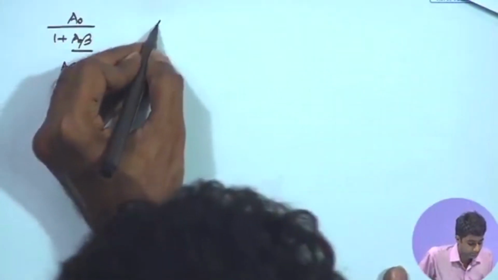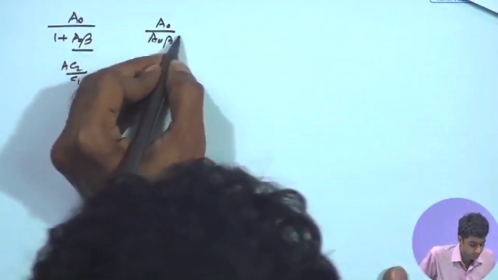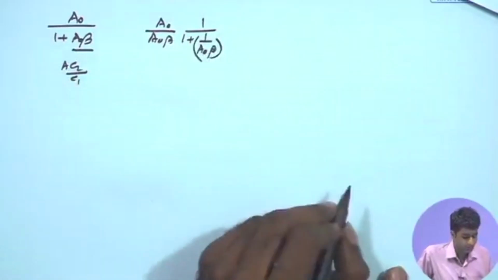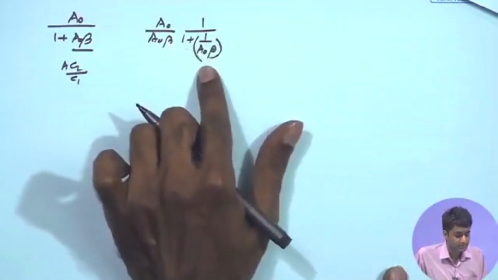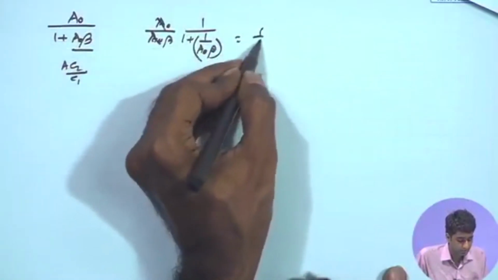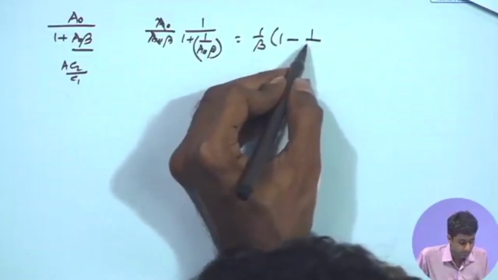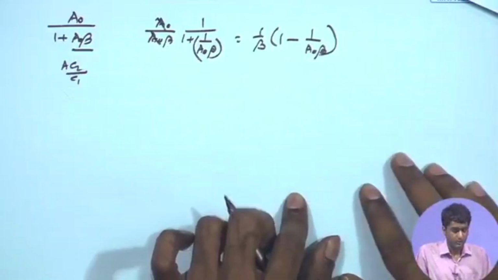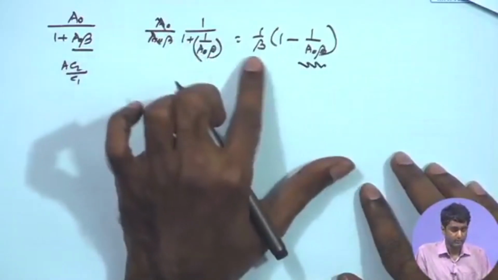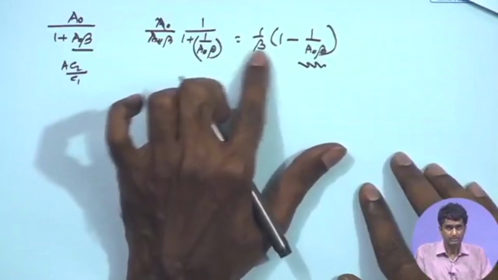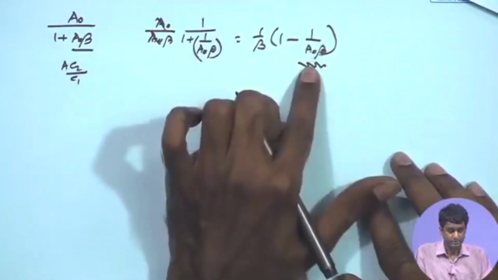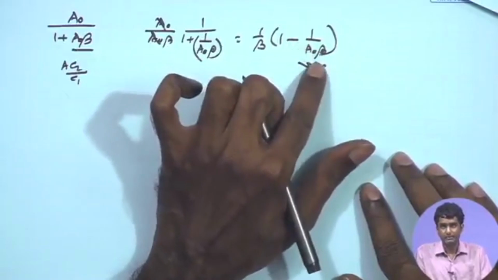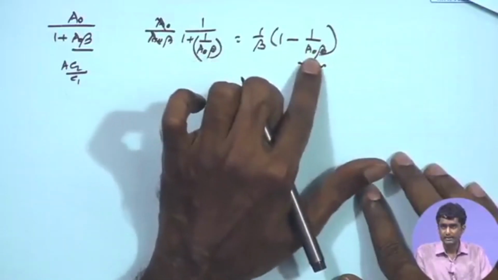Why? Because if I take out these factors A naught beta, we are basically left with 1 upon A naught beta, and if A naught beta is much greater than 1, this is a small quantity, 1 upon 1 plus x, I can expand it. So, this becomes 1 upon beta times 1 minus 1 upon A naught beta, and in order to get a good precision, I would not like to depend upon this second term. I would like my gain to be determined by only beta, not by the second term, because this term is highly parameter dependent, process dependent, and can change from time to time, can change from device to device. So, this is not a very precise component.